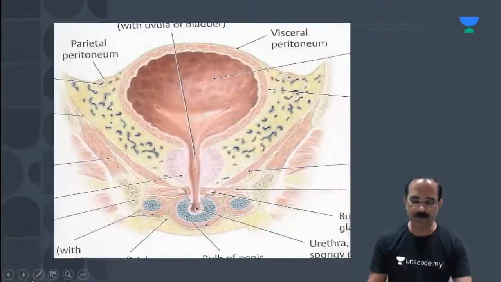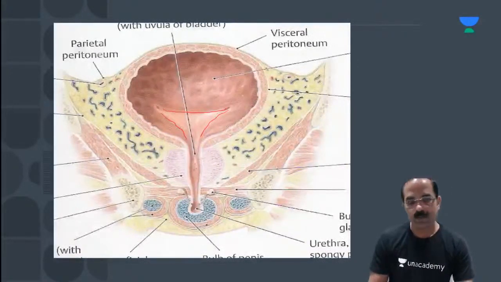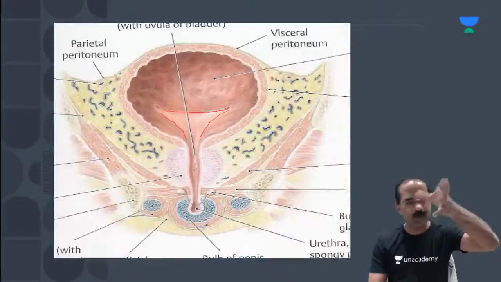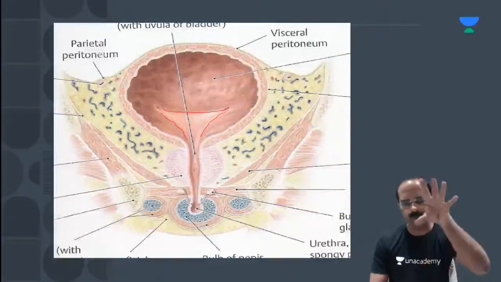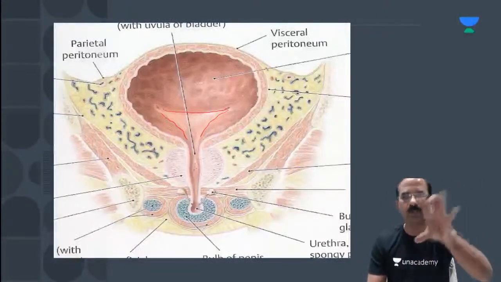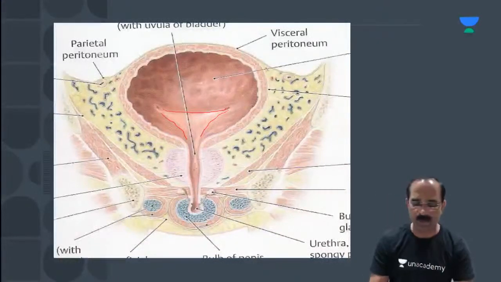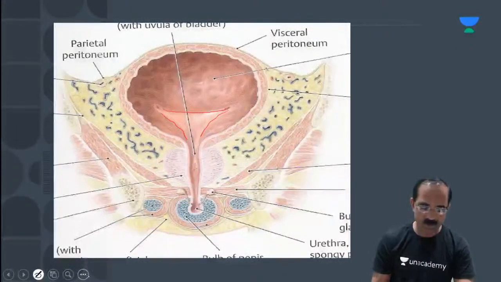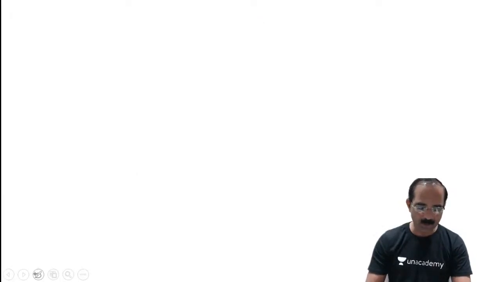Have a look at this slide. This is the trigone of the bladder. And in the rest of the bladder, the mucosa is folded. The entire bladder has mucosa folded like this. Except at the trigone, the mucosa is very firmly attached. It is fixed to the trigone of the bladder. So it shines. It is shiny. I'll make this slide for you.